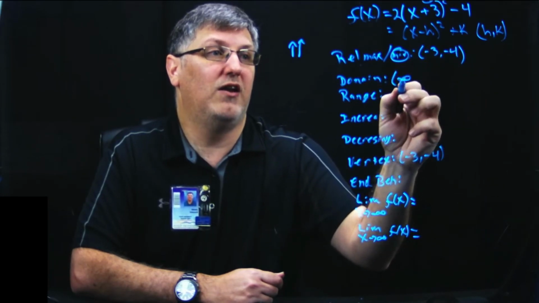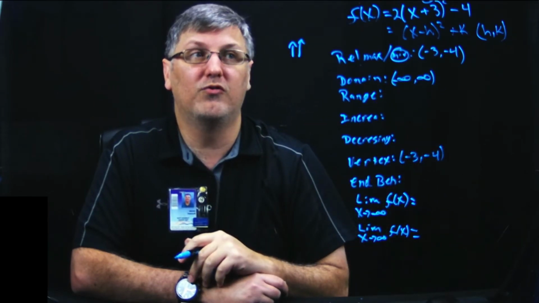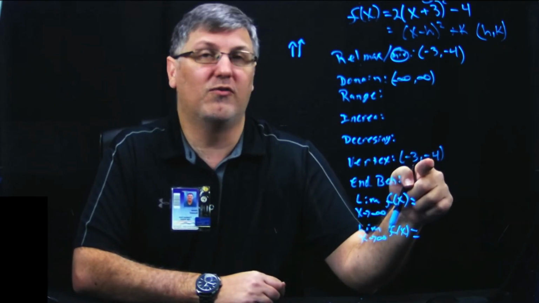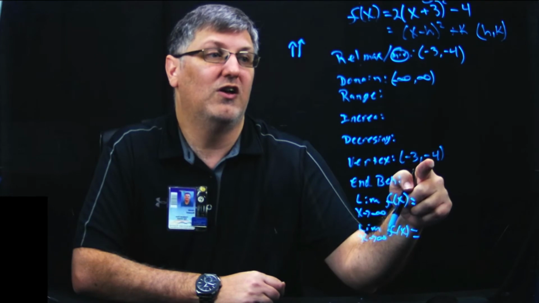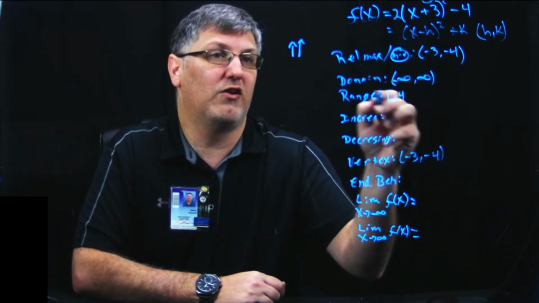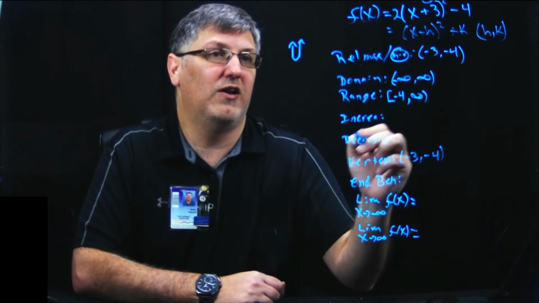My domain is going to be from -infinity to infinity because that's the domain of all your polynomials. Your range, well, it's really nice because you already know your vertex. You don't have to do any calculations. You know that my range is starting at -4. That's my lowest point because the graph's doing something like that. And it's going to go up to infinity.